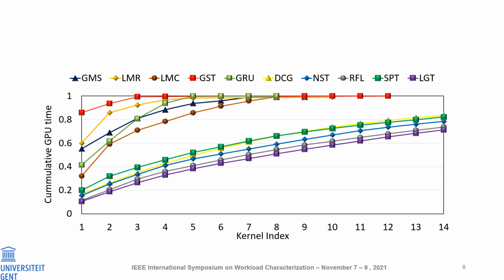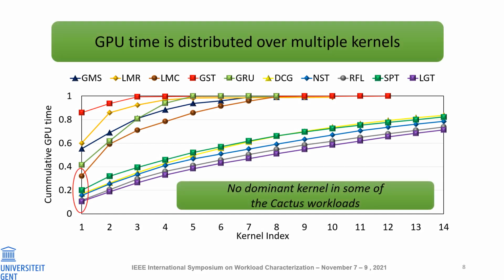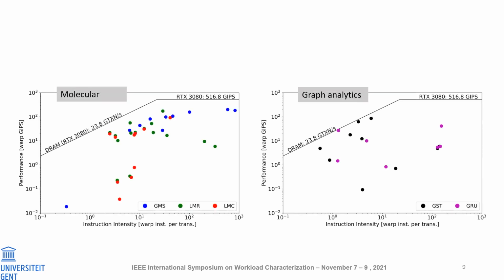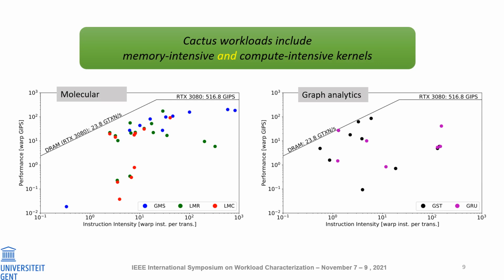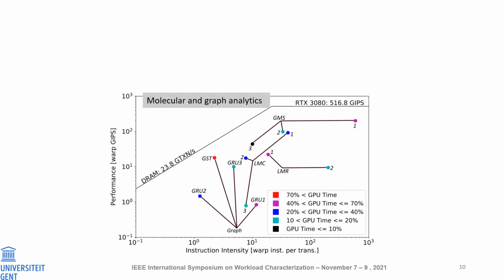This figure shows that the GPU time in Cactus workloads is distributed over multiple kernels. And in some workloads, we see that there is no dominant kernel. Here we see the result of roofline analysis for molecular and graph workloads. This figure confirms that these workloads have kernels with diverse resource bounds. For a better representation, we have highlighted important kernels in these workloads.